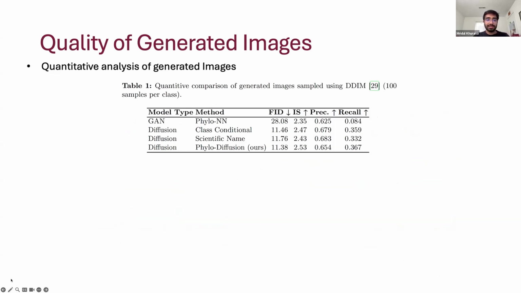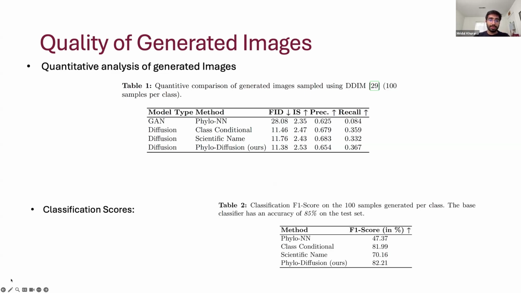To quantify the image generation quality, we report the standard metrics such as FID, inception score, precision, and recall. And the goal really here is just to show that the PhyloDiffusion's generative capability is on par with the state-of-the-art models. But what we're really interested in is the new trait masking and trait swapping experiments, which the graph conditioning enables us to do.